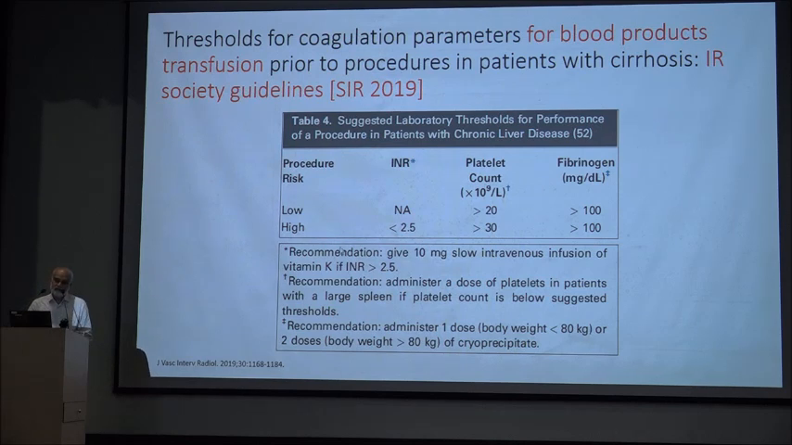This guideline indicates that if the procedure risk is low, these are the cutoffs they have given. INR, for low-risk procedures, there is no need to measure. Platelet count should be more than 20 to go ahead, and fibrinogen more than 100. But in high-risk procedures, INR should be less than 2.5, platelets more than 30, and fibrinogen more than 100. If these criteria are fulfilled, there is no need for correction, according to SIR 2019.